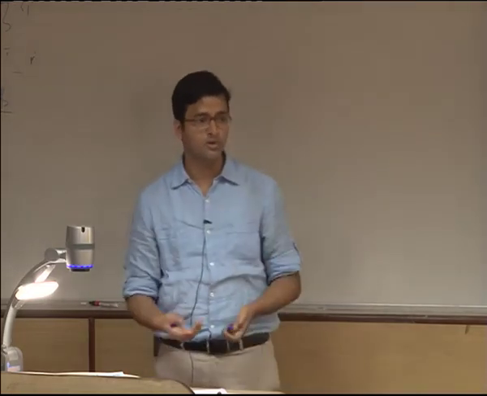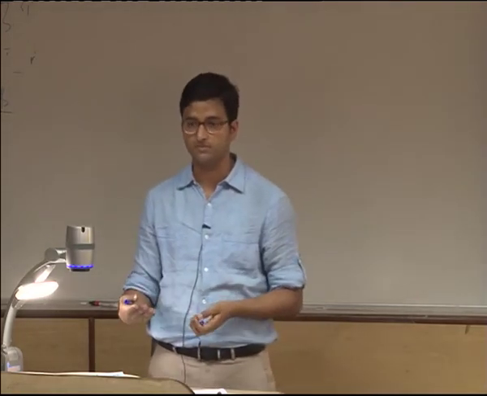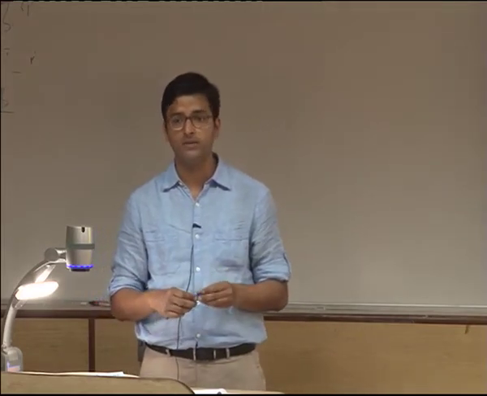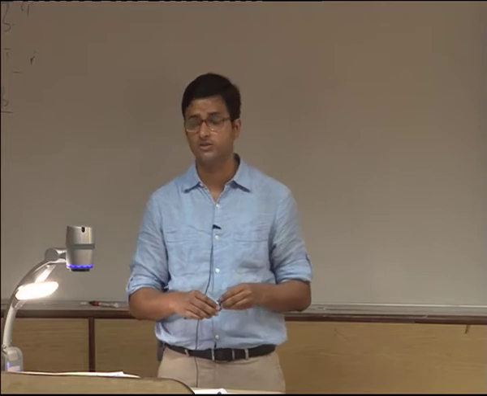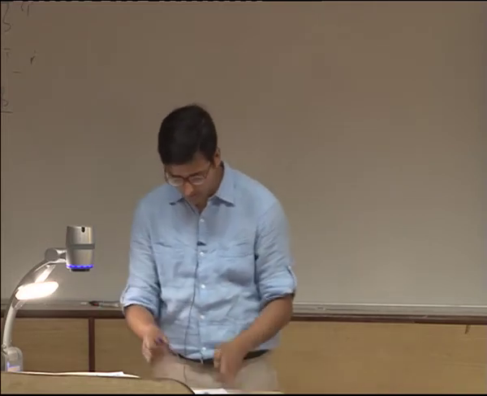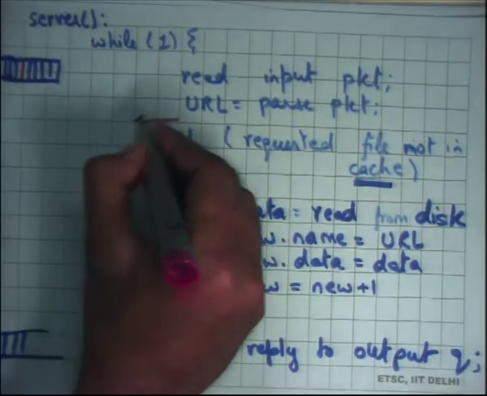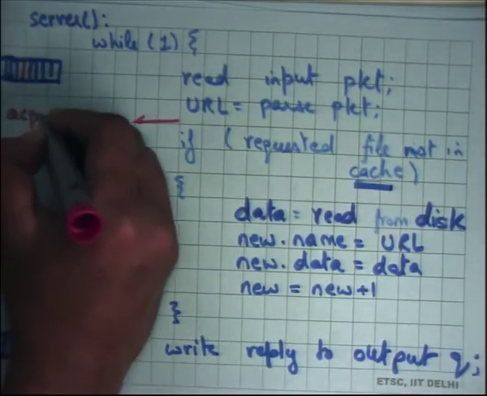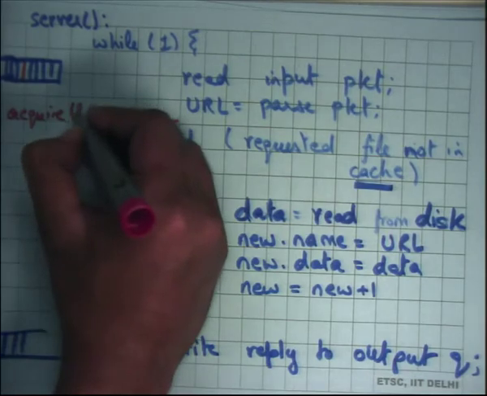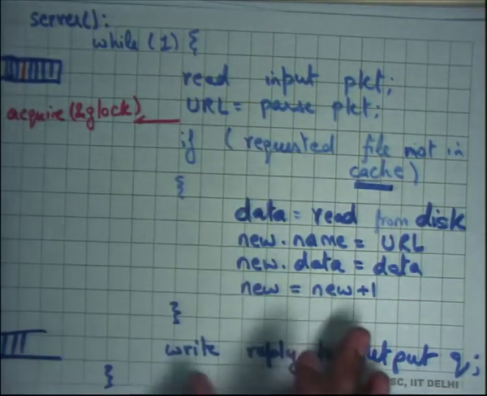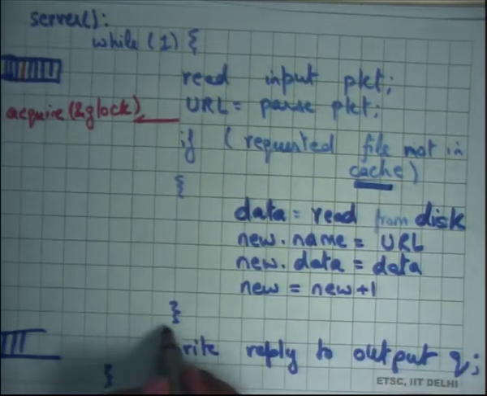So what do you want? You want to use some kind of locks, right? You want mutual exclusion basically, and the way we know about how to solve mutual exclusion is locks. So what I'm going to do is I'm going to do an acquire. Let's say I have a global lock, and let's say this lock does mutual exclusion for the whole cache, and then I have a release lock.